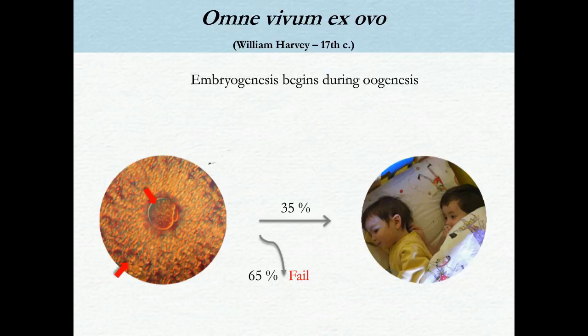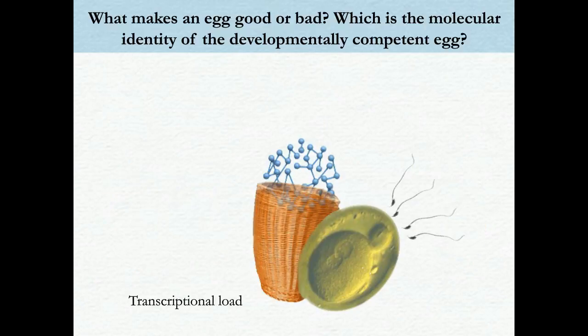A major question we are addressing in our lab is what makes an egg good or bad. In other words, what is the cytological and molecular identity of the developmentally competent or incompetent oocyte. In the next slide, I'll show you our quest for markers of the oocyte developmental competence.